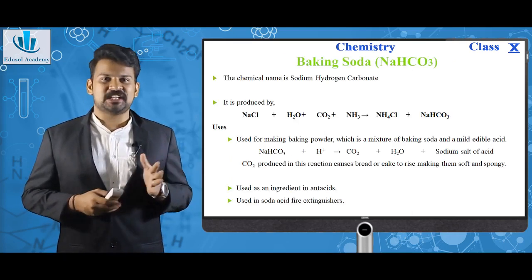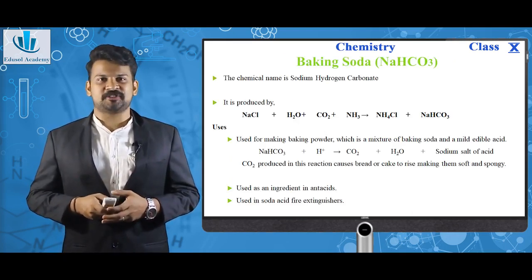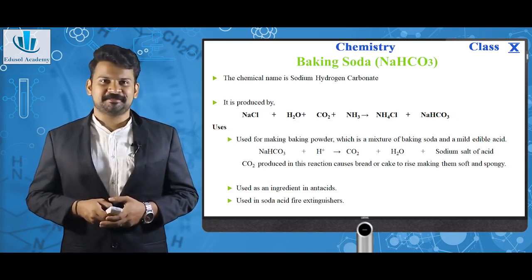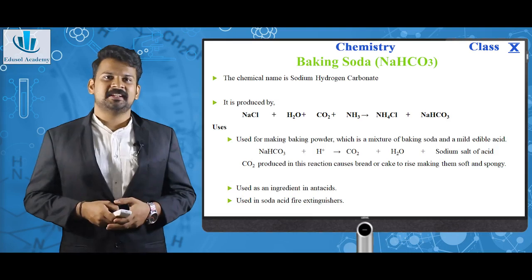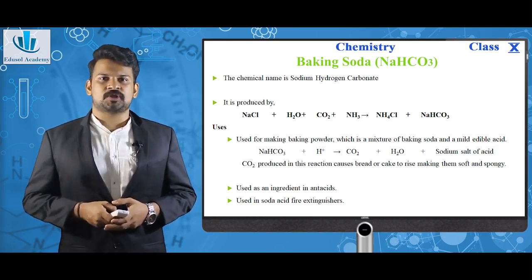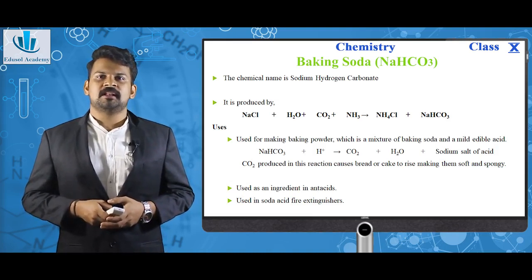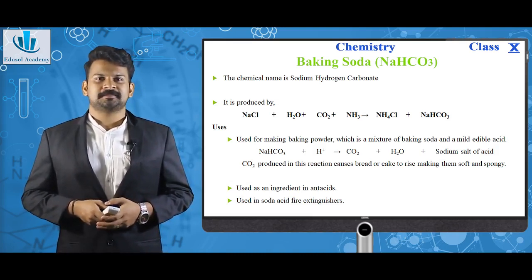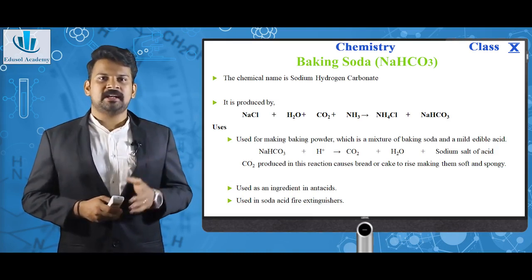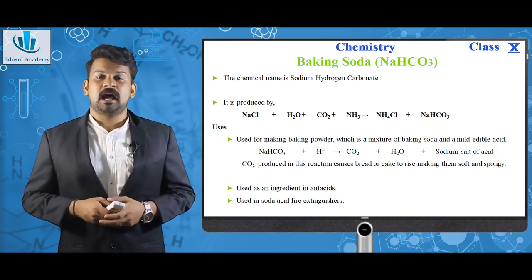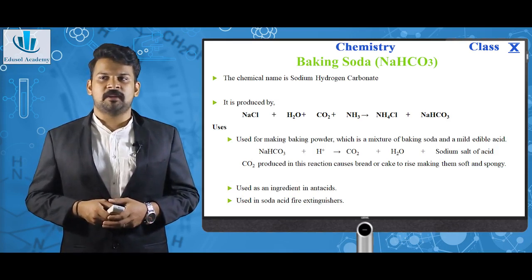Next one is baking soda, NaHCO3. The chemical name is sodium hydrogen carbonate. It is produced by NaCl plus H2O plus CO2 plus NH3 giving NH4Cl plus NaHCO3, which means sodium chloride plus water plus carbon dioxide plus ammonia is giving ammonium chloride plus sodium bicarbonate.